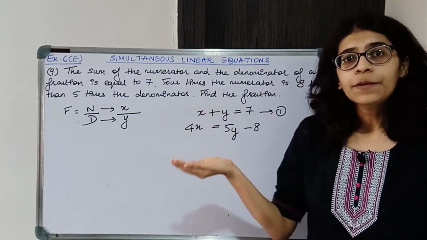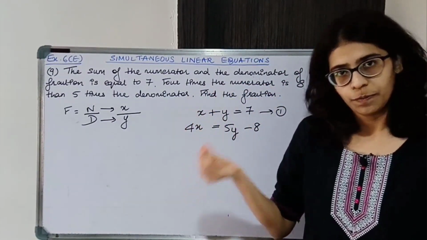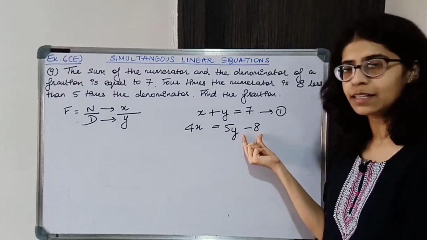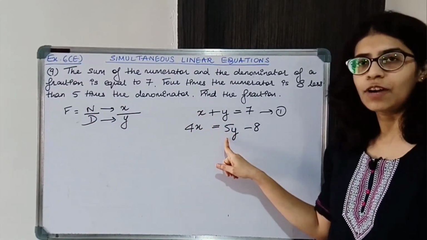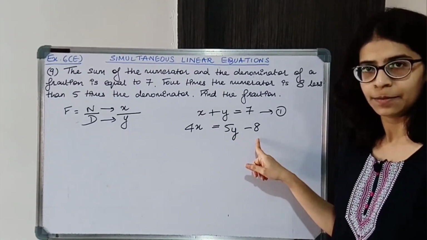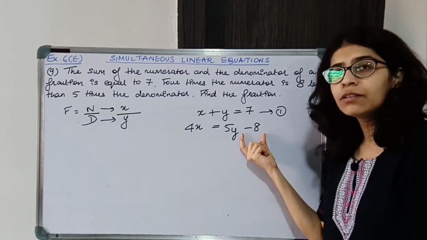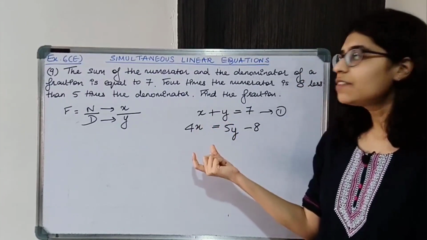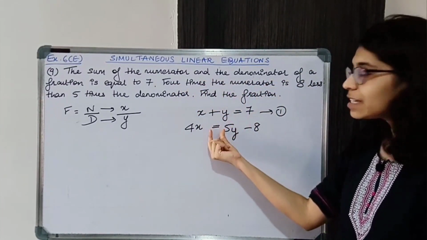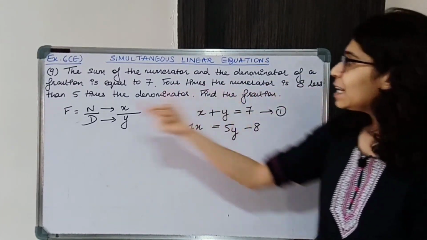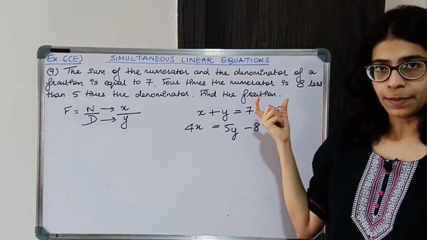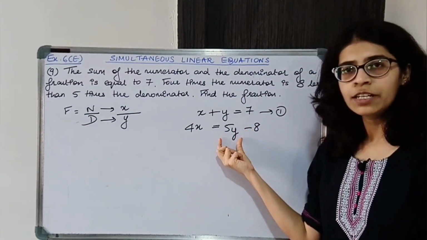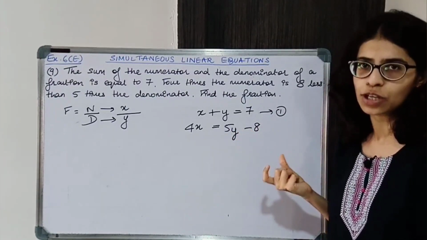8 less means what? You have to minus 8. So minus 8 than 5 times the denominator. So 5 times the denominator minus 8. Why we took 8 less over here and not here? Because it is given that 4 times the numerator is equal to 8 less than 5 times the denominator. The 8 less is being talked about with the denominator. So 5 times the denominator minus 8.